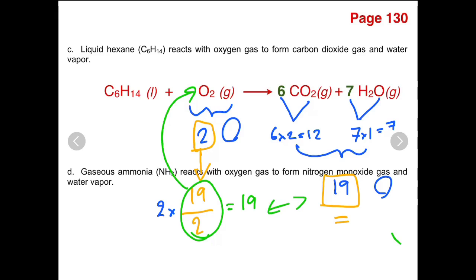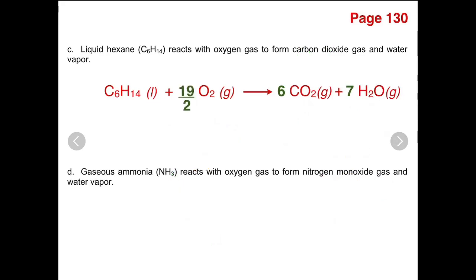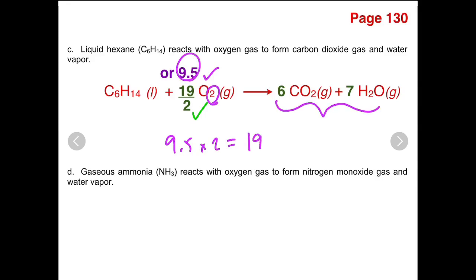Because I need 19 oxygen, what I'm going to do is put 19 over 2. Or you can report it as a fraction too, so 9.5, sorry, decimal form, right? So this decimal form and this fractional form represent the same number. If you multiply 9.5 by 2, it's going to equal 19. Same for this side as well, we just add all of those up, it is equal to 19 as well.